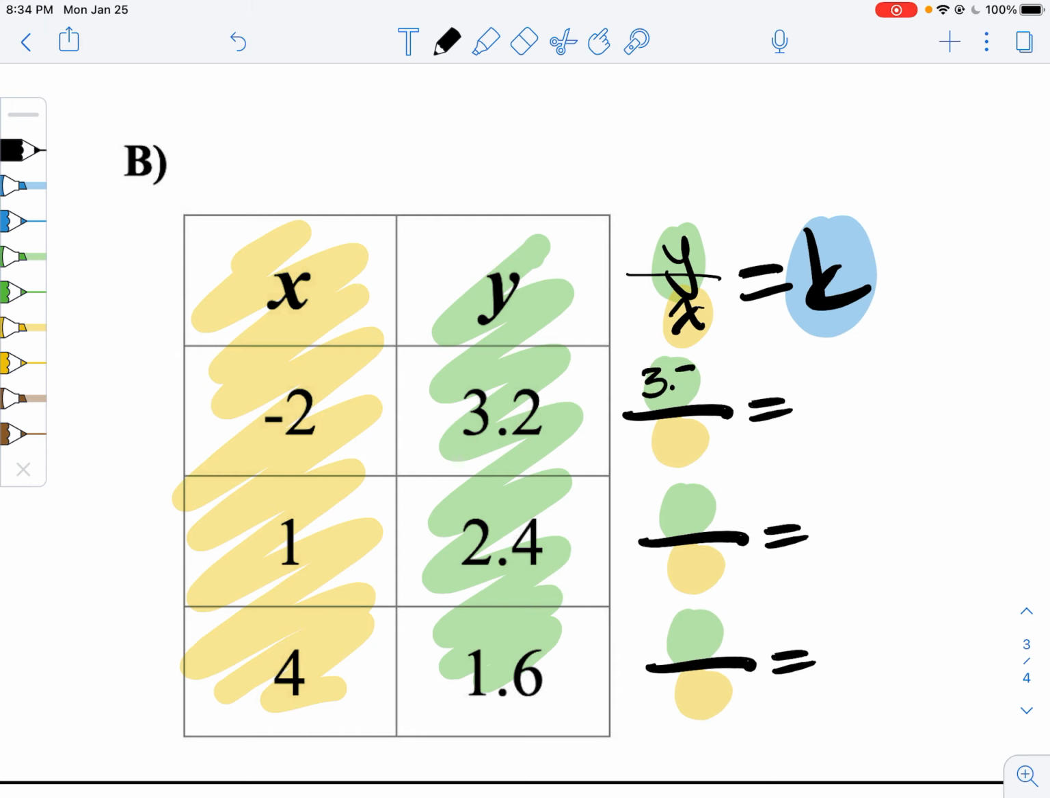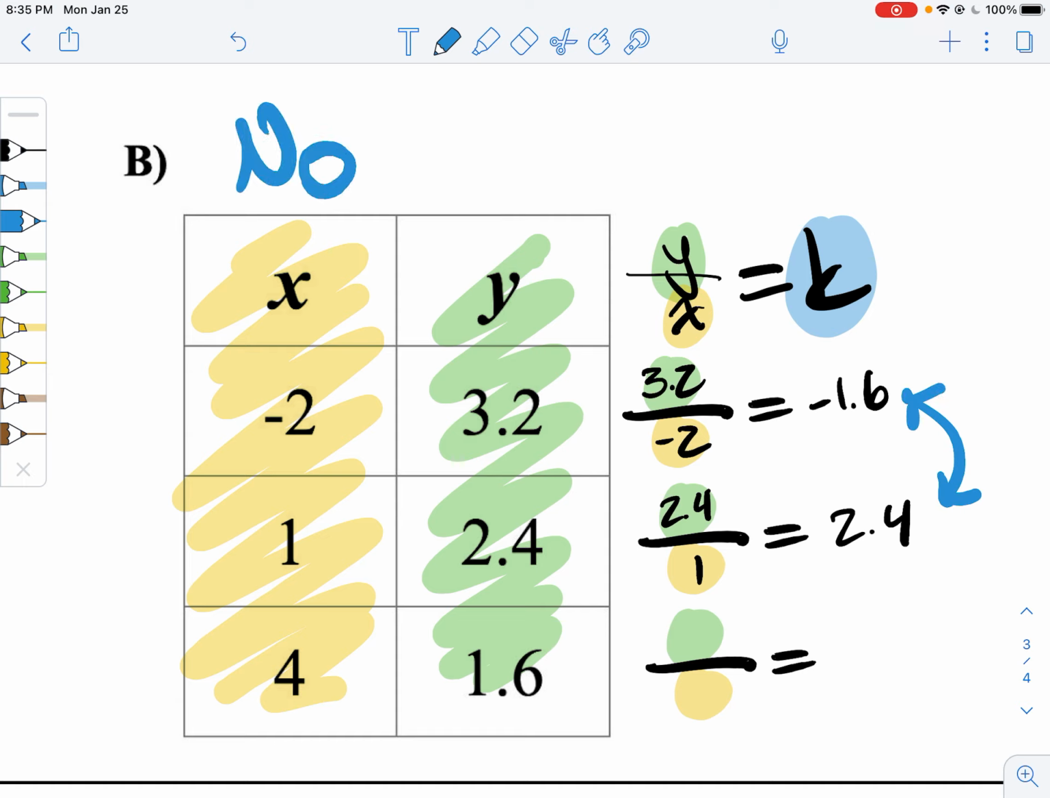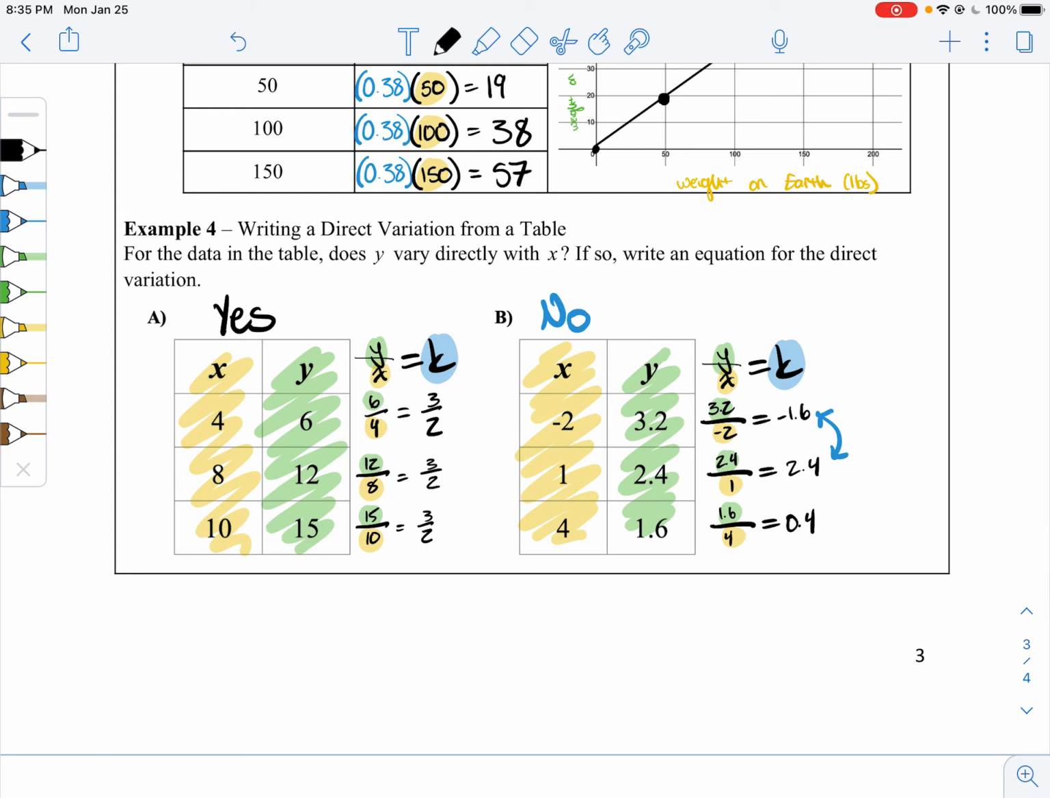I'll show you why. So we get 3.2 divided by -2, which comes out to -1.6. Sweet. Then you get 2.4 divided by 1. Oh, I know, that's 2.4. And now since these are different, you know they're not the same. So no, it's not. K changes. This is not a direct variation because we have different Ks. So you don't even need to bother to check the last one. You would get 0.4 anyway. So it's super way different. It's really not a direct variation.